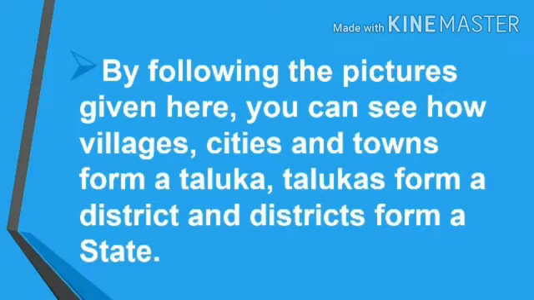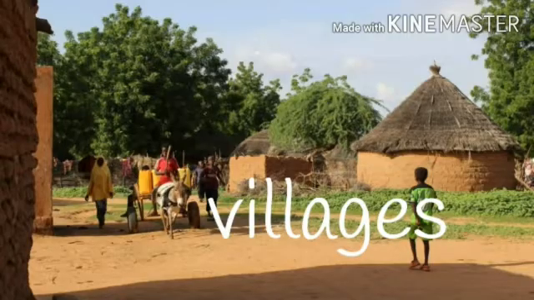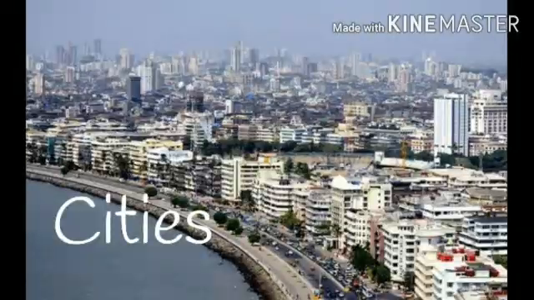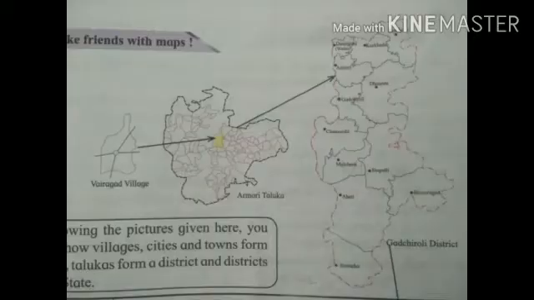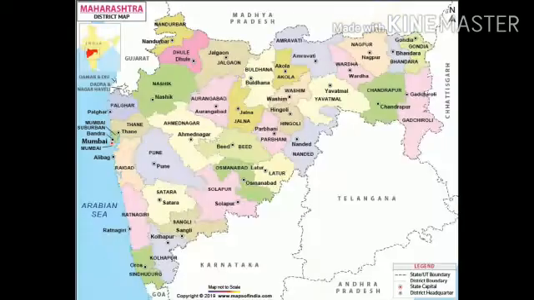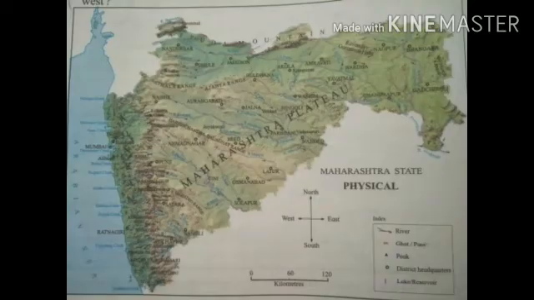By following the pictures given here, you can see how villages, cities, and towns form a taluka, talukas form a district, and districts form a state. The physical map of our state is given. Study it carefully and tell the answers to the following questions.